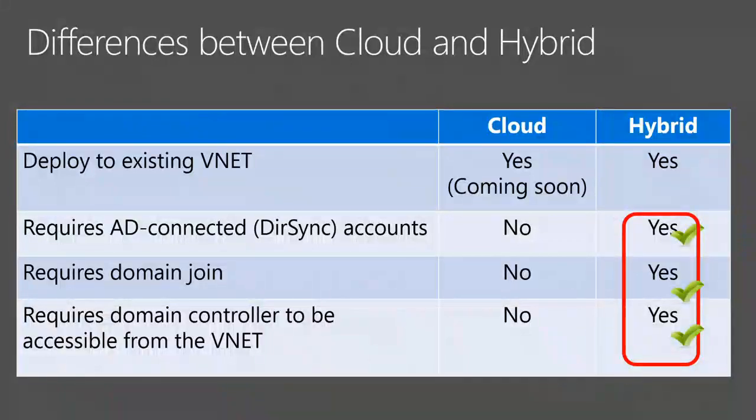So, can I deploy to an existing VNet in a hybrid? Yes. And a cloud deployment? Soon, in like 30 days. What's the other big thing with the hybrid deployment? It requires AD connected, DirSync accounts, domain join, and requires the domain controller to be accessible from the VNet. Those are all characteristics of what a hybrid deployment is. A cloud deployment could be considered really just a workgroup deployment. I'll get to your question at the end, sir.